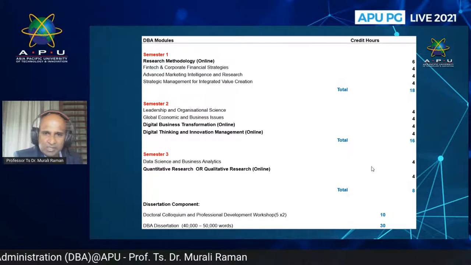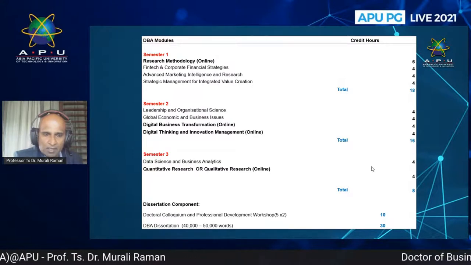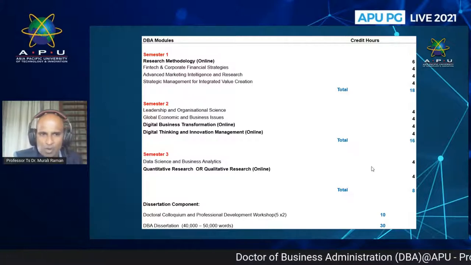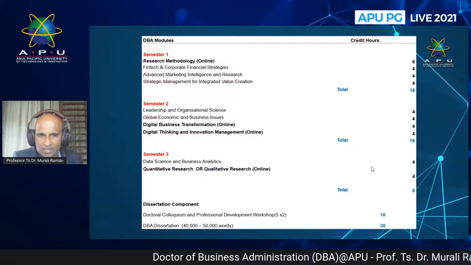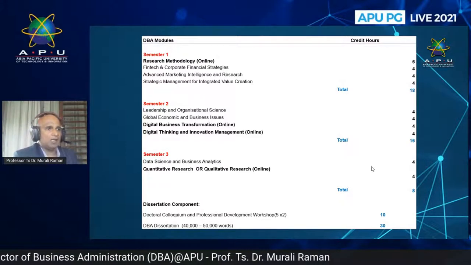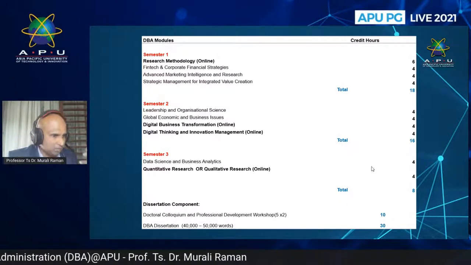And that should position our candidates very well as you move towards your dissertation with the final component. You either choose quantitative or qualitative research. Why do we give you an option? Because not everybody has a similar outlook to research.